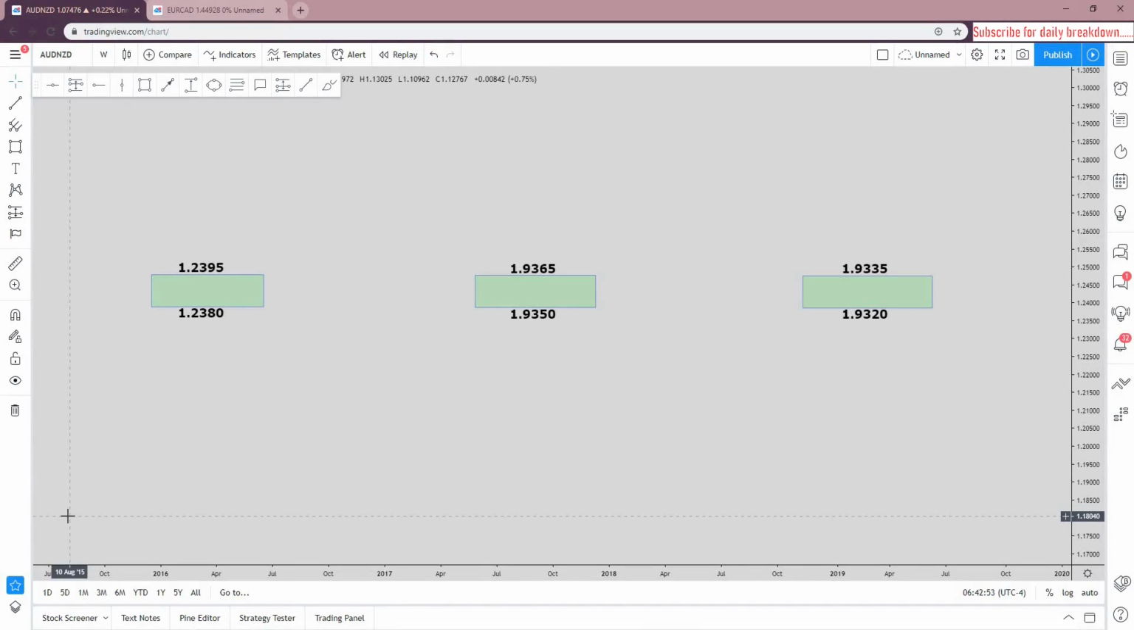So in this session we will be speaking about the areas of price from which we take our entries. Now what do I mean by this? I brought here three boxes for you guys.